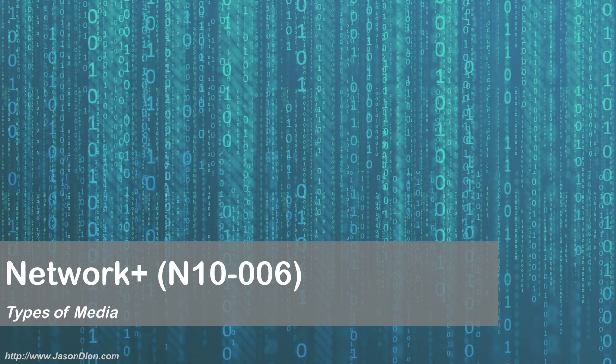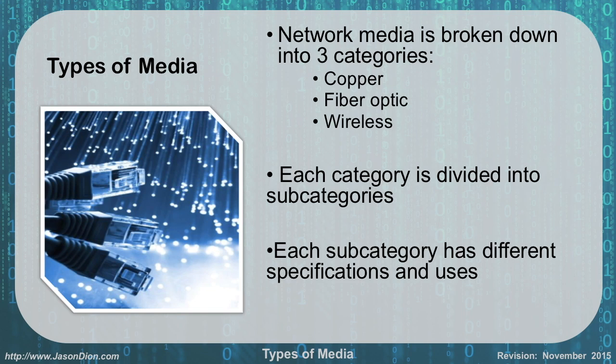Types of media. So before, we talked about that there were three different categories of media. We have copper, we have fiber optic, and wireless. Those are the three main categories we're going to use. Each of these categories is broken down into subcategories as well, and each subcategory has its own specifications and uses.